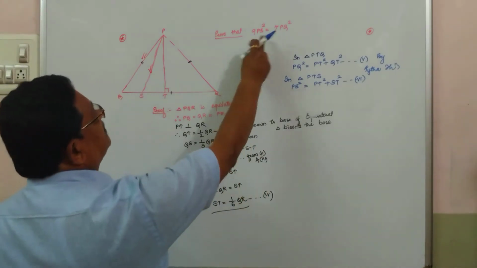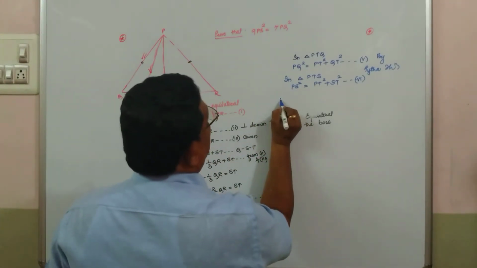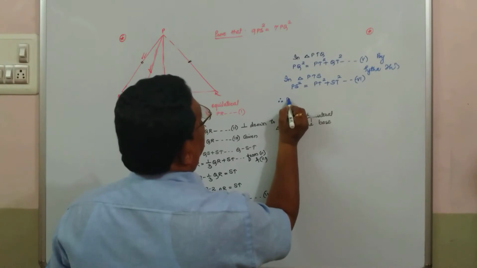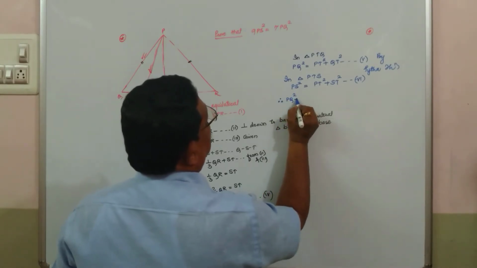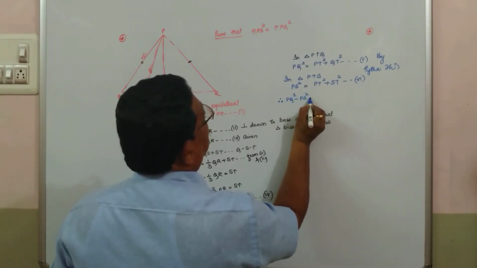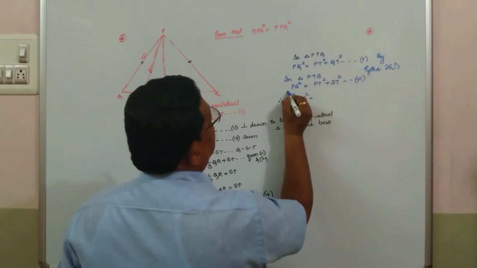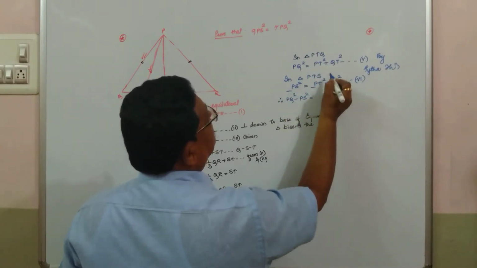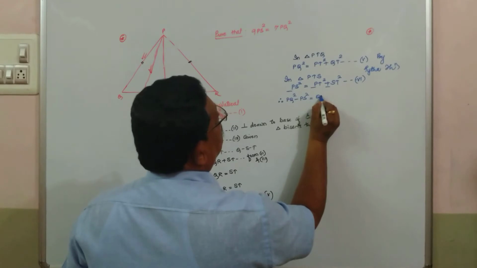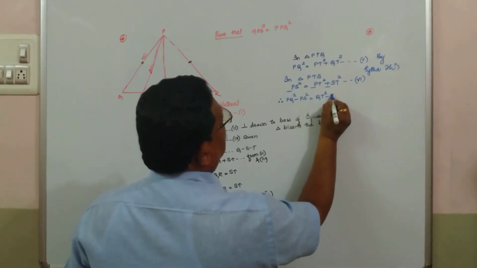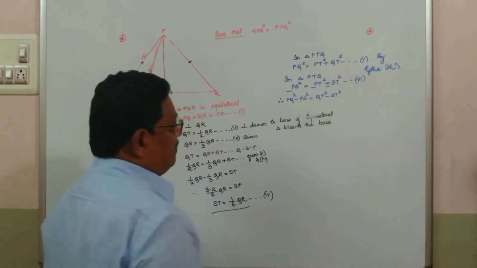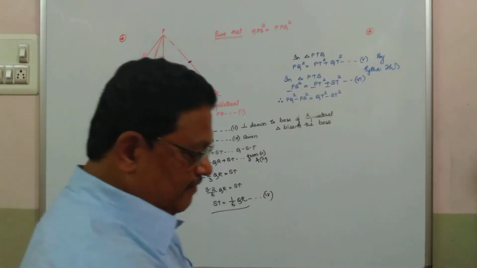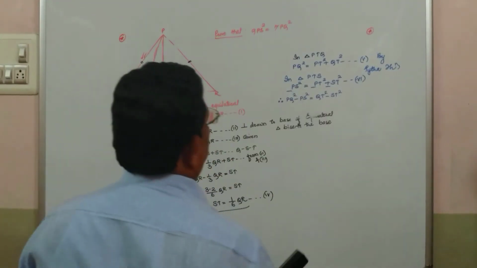I don't want PT, PT is not required. Hence I will subtract this and I will get PQ square minus PS square equals PT square minus PT square plus QT square minus ST square. When you subtract, signs will change. Let us go on simplifying. When we simplify it, we will arrive at the answer.